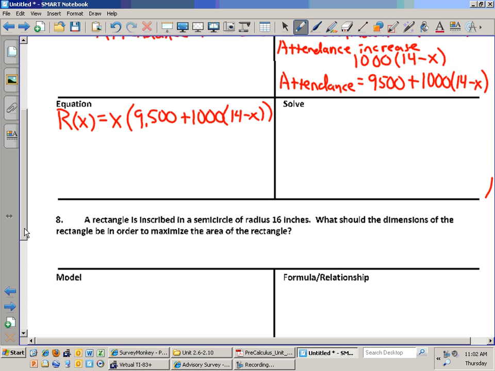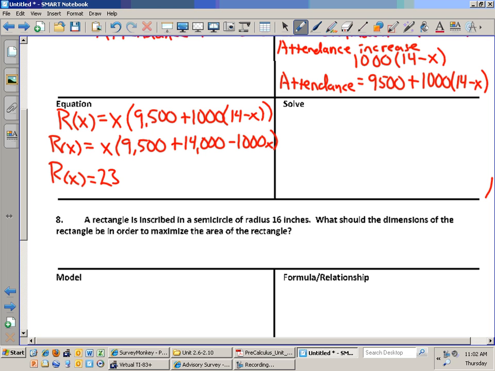So I'll distribute that through. R of X is equal to X times, let's see, 9,500 plus 14,000 minus 1,000X. So if we combine that together, R of X is going to be, let's see, 9,500 plus 14,000 is 23,500. So 23,500X minus 1,000X squared.